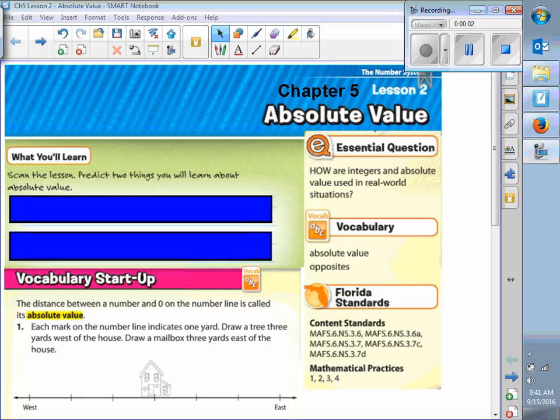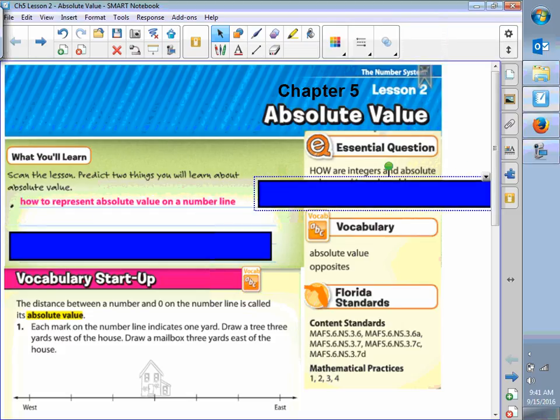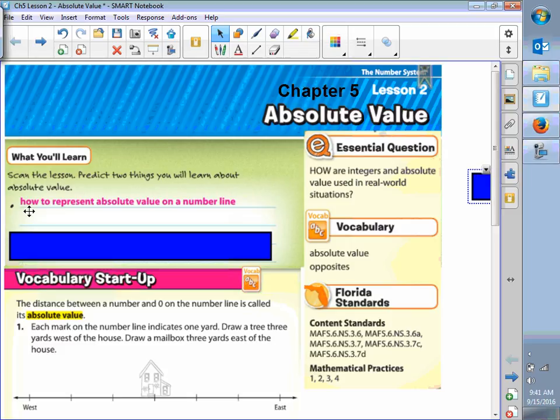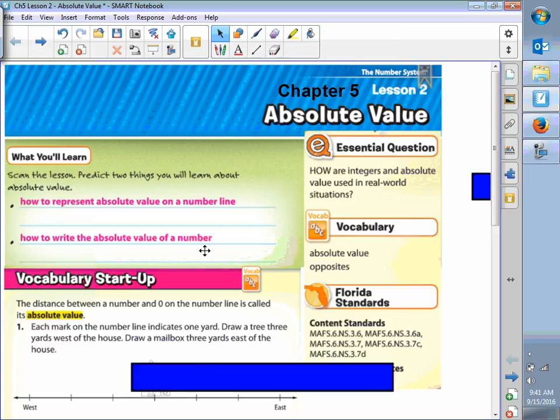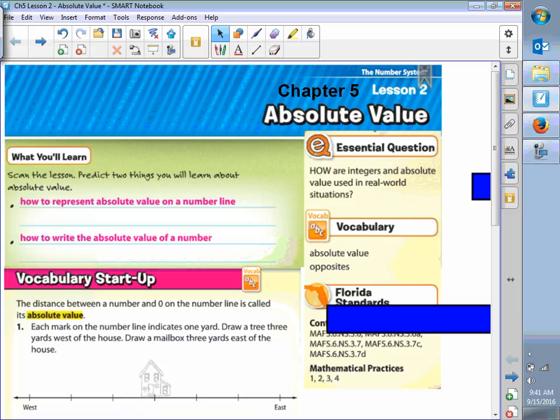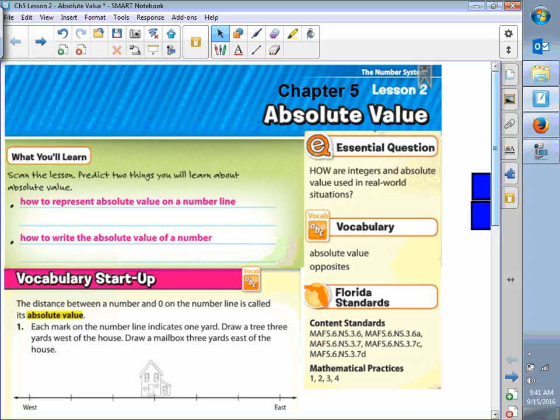Lesson 2 is absolute value. Now here we want you to predict two things that you will learn about absolute value. So what you were supposed to do is scan your lesson and see what you're going to learn. So here's what we've got. We're going to learn how to represent absolute value on a number line, and we are going to learn how to write the absolute value of a number. Okay?